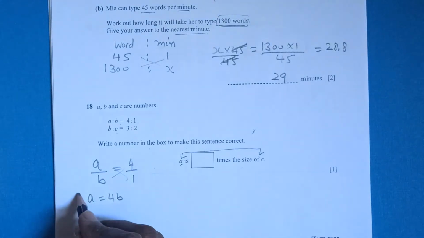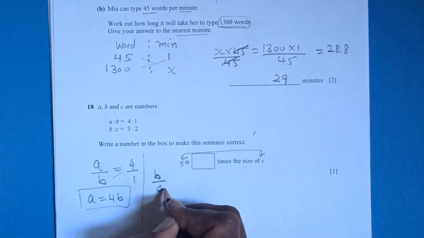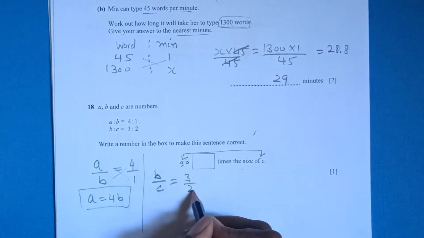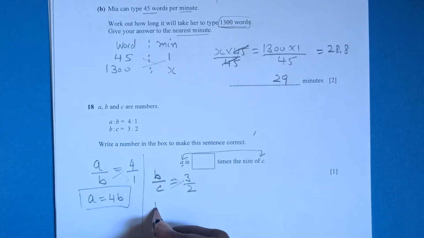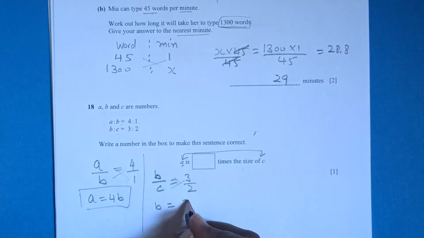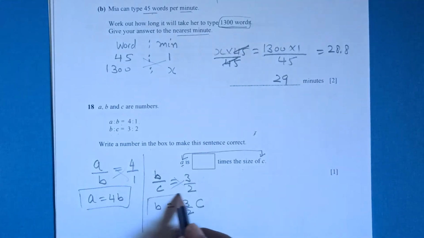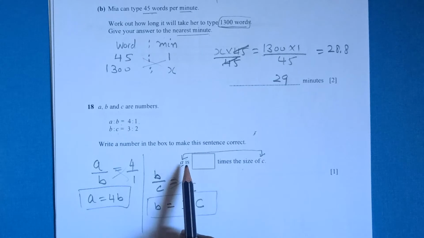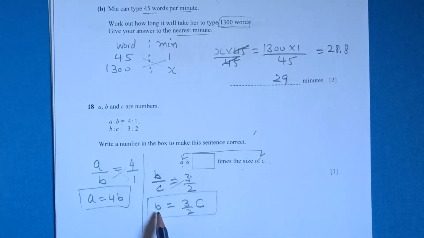So we got A equals 4B here, and from the second one, B over C equals 3/2. Cross multiply. You're going to get B equals 3/2 C. The C will go here. So we need to compare A and C.